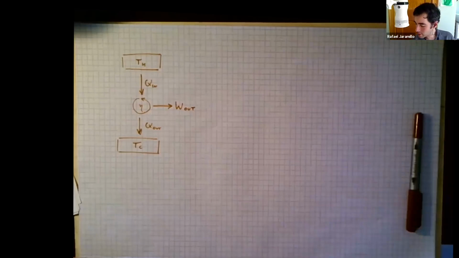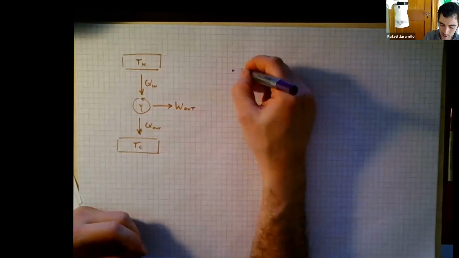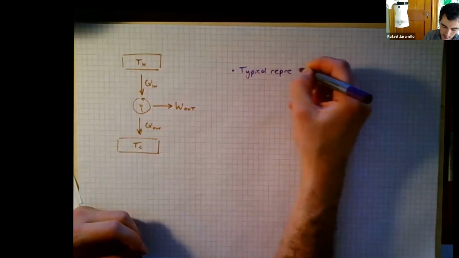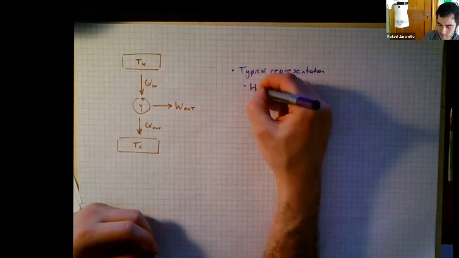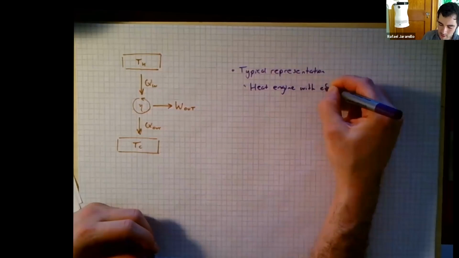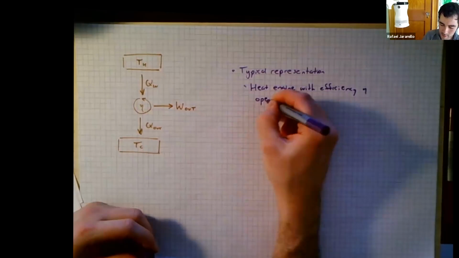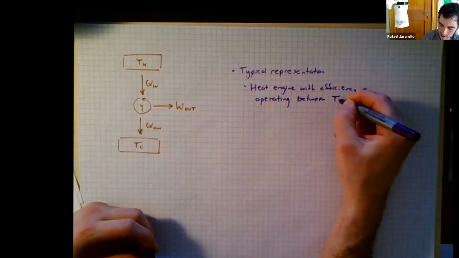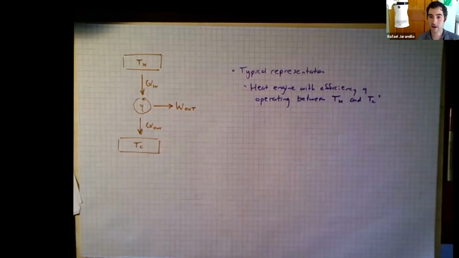And I ordered new pens. They haven't come yet, so I'm sort of fading here, but let me switch to purple. So a typical representation of this would be like this. The heat engine, we're just learning terminology here, right? With efficiency eta operating between T hot and T cold. So that's what the engineers will say to you. We have this heat engine, it's got efficiency, and it operates between these two temperatures.